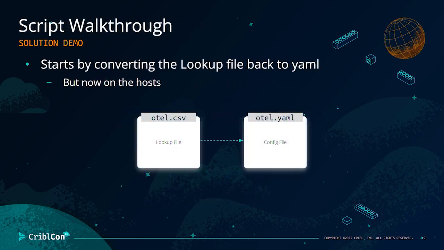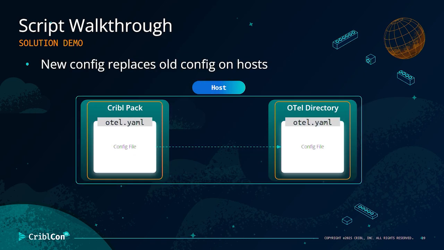And once deployed, we use the exec source to run the script. And when this occurs, the first thing that happens is the edited CSV file is converted into a YAML file, which can be used to configure OTel. The new YAML file is then copied from the pack to the OTel directory, effectively overwriting that previous configuration that resided there. This allows our new working configuration to be published.